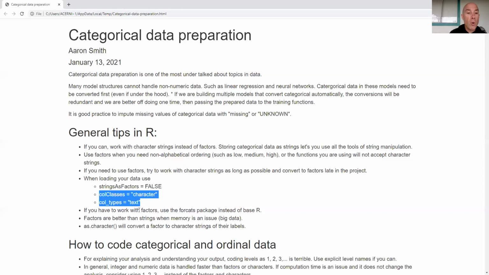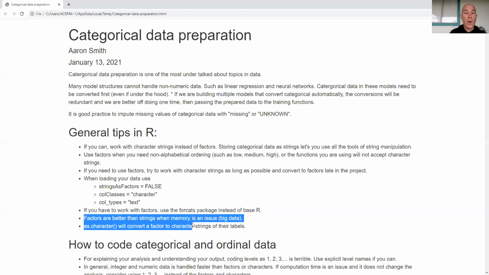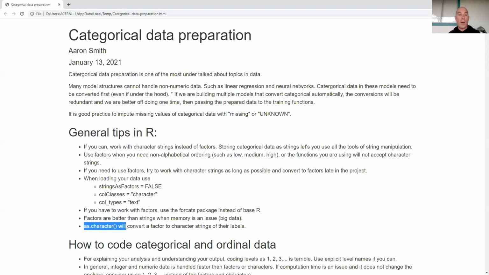All right, so if you have to work with factors, use the forcats package in the tidyverse. It cleans up a lot of the issues. Now, if I have big data, factors are better than strings in terms of memory. So if I have a big data project, it's actually better to keep everything as a factor because of how it's stored under the hood. And I can use as.character to convert factors to character strings or numbers to character strings easily.